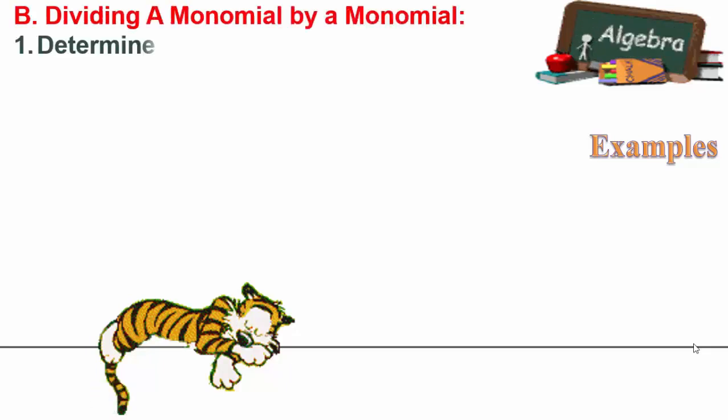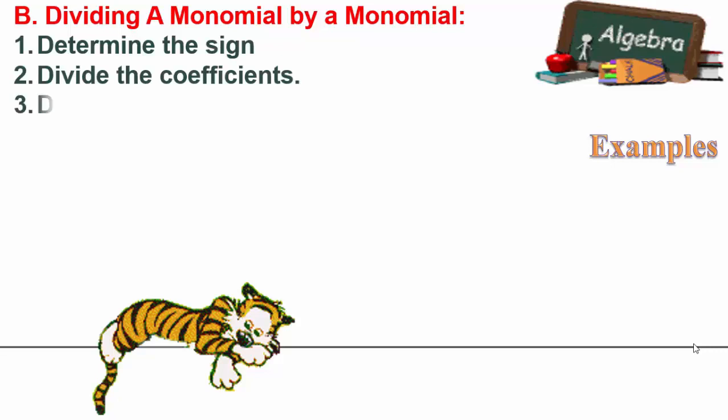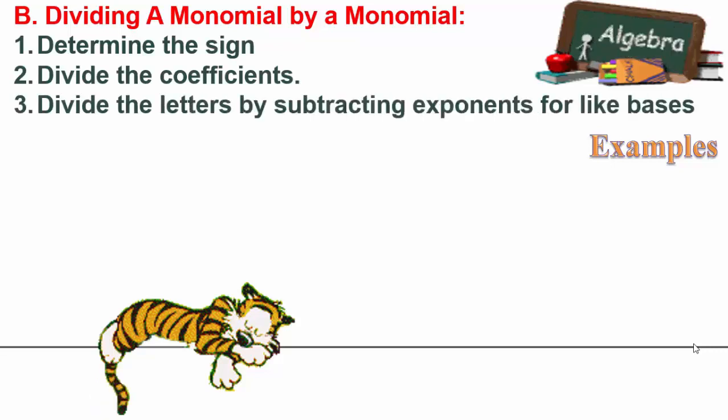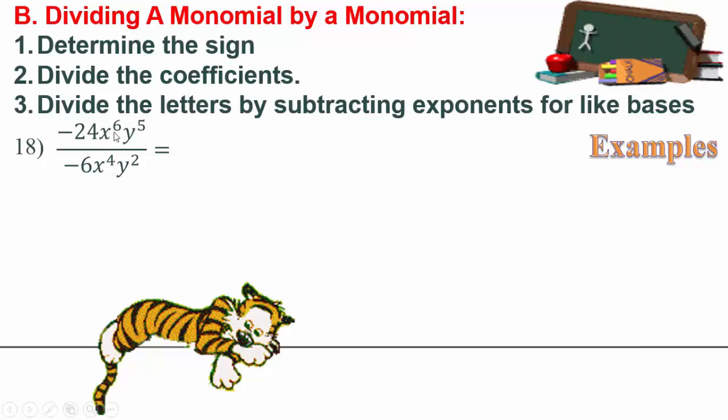When dividing a monomial by a monomial, we must first determine the sign, divide the coefficients, and divide the letters by subtracting the exponents for like bases. So why don't we do a few examples to understand what this means? So in example number 18, we have negative 24 x to the 6th y to the 5th divided by negative 6 x to the 4th y squared. So why don't I go over to the whiteboard and work this out in detail first.